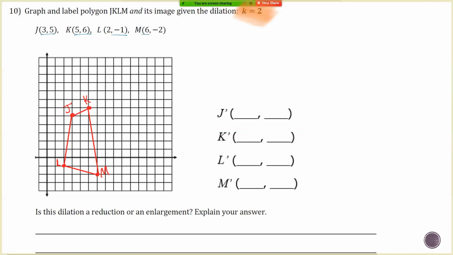So if I take the ordered pair 3, 5, and I multiply both terms by 2, 3 times 2 gives me 6, and 5 times 2 gives me 10. So J prime, the new J value, is going to be at 6, 10.